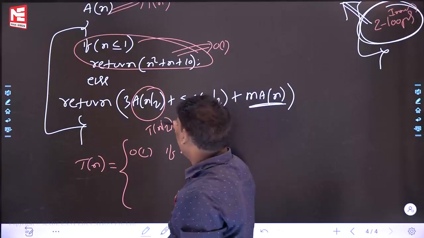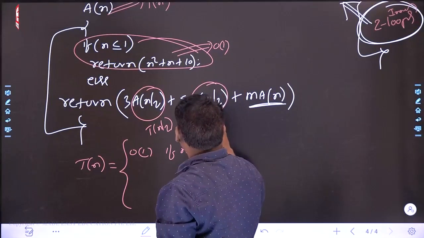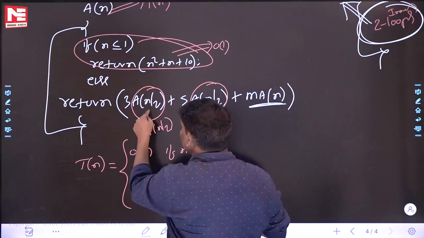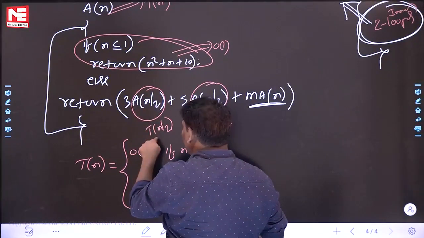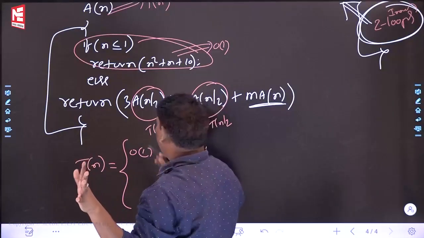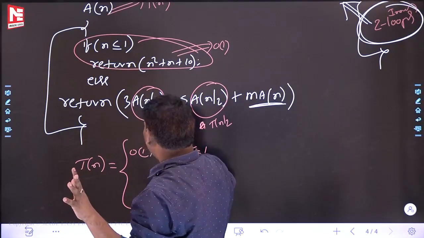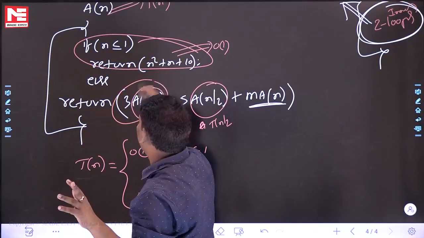Can you help me now? A of n by 2 is T of n by 2, this also. Some people are asking, sir, A of n by 2 is T of n by 2, it is not 3T of n by 2? No. Here 3 function calls are not there. One function call; after getting this answer, multiply by 3.